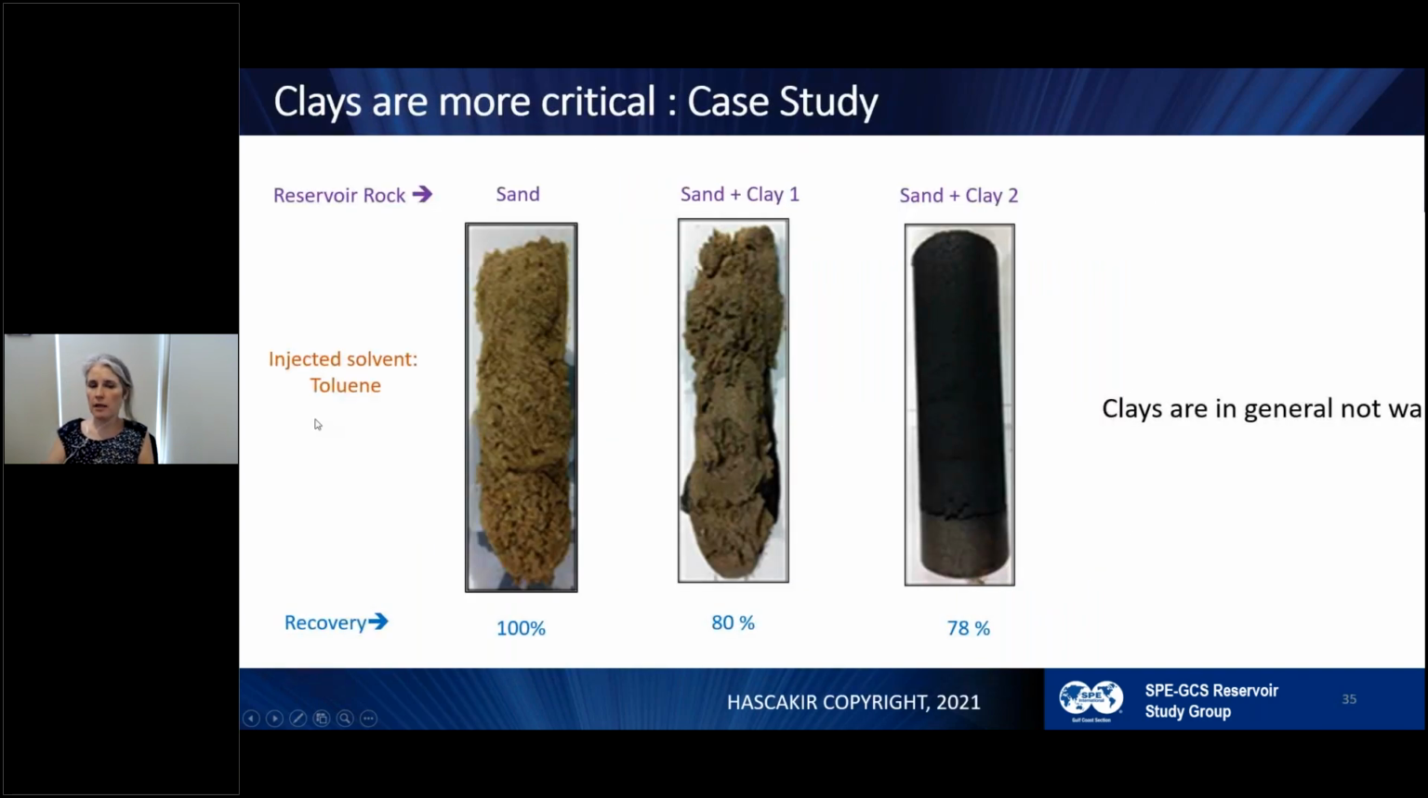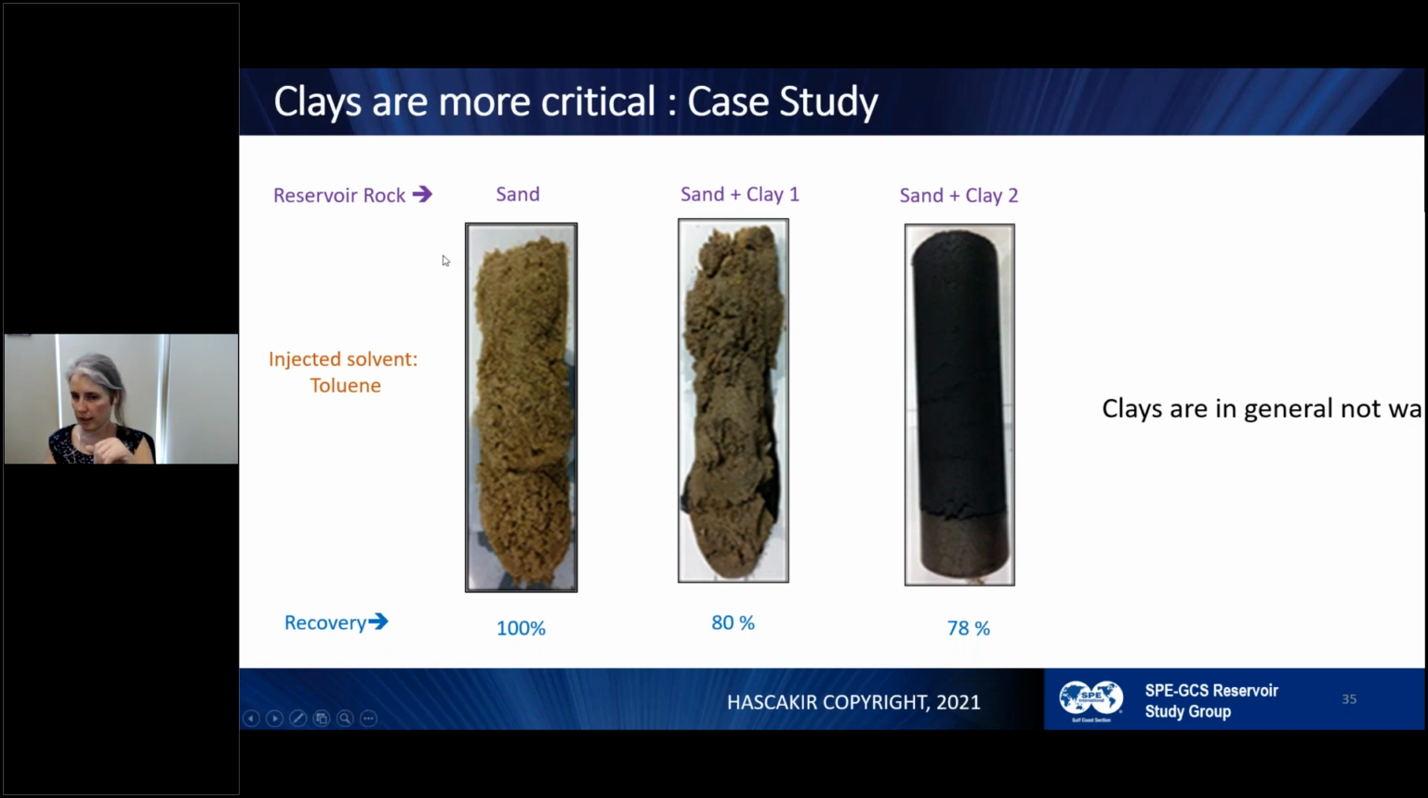So when we come to other minerals that exist in the reservoir, let's say clays, clays really do not give good results in general. They cause a lot of problems in the reservoir, and they change the miscibility as well while we are trying to conduct miscible flooding experiments.